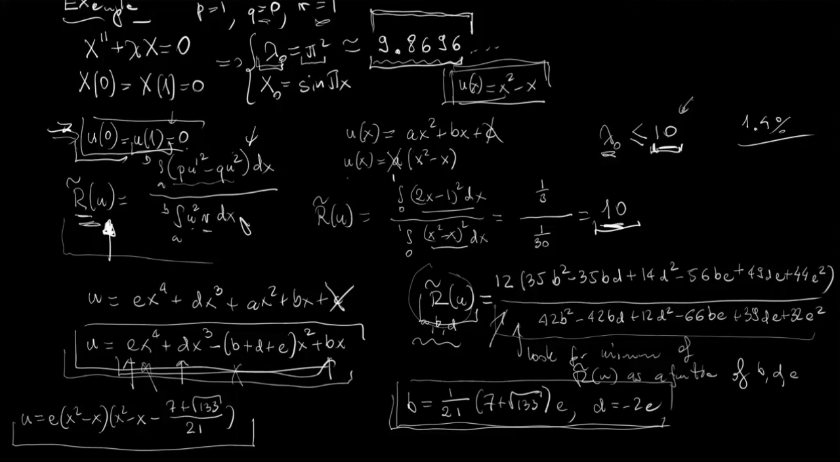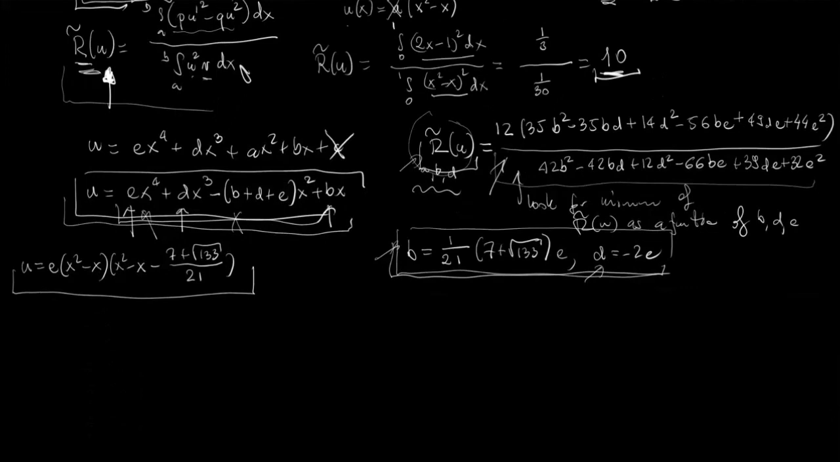And what is the smallest value? If you just insert b and d into here, e will cancel, and you will get a precise value for this function: R of u is equal to 4 times (14 minus square root of 133). You can just calculate the numerical value of this, and guess what? The number you get here, as far as my calculator tells me, is this.